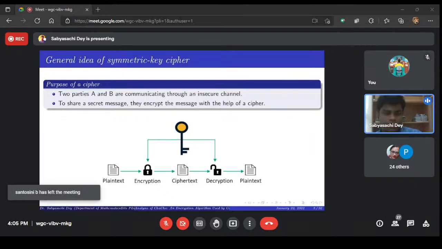But there is another category of cryptography which deals with asymmetric key ciphers, where the key that is being used for encryption is different from the key which is being used for decryption. So they work in a pair.